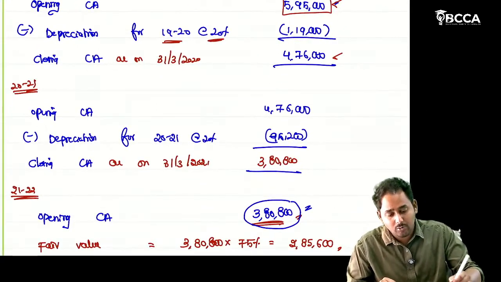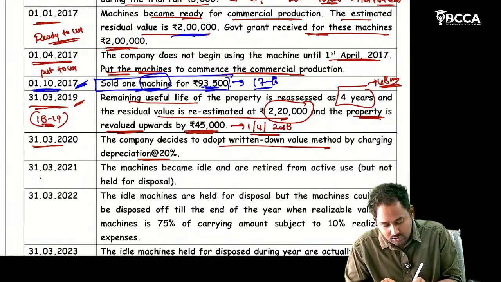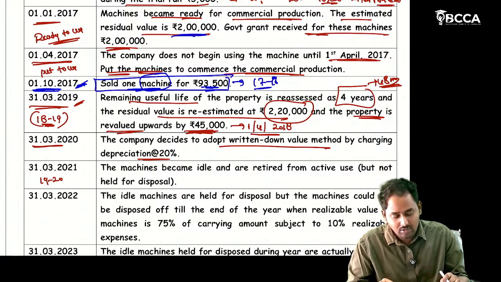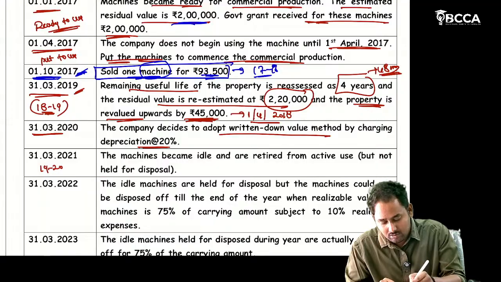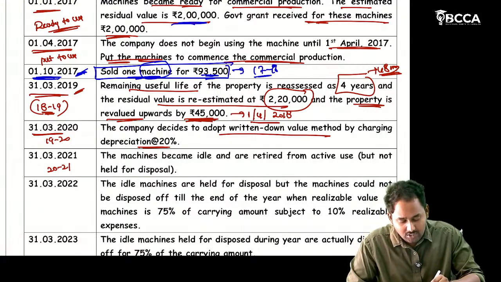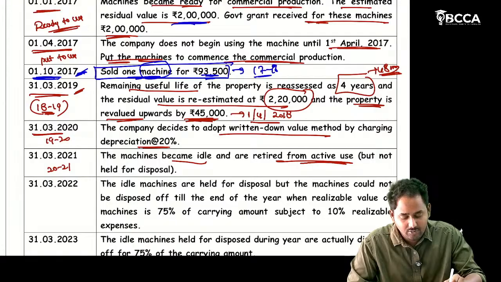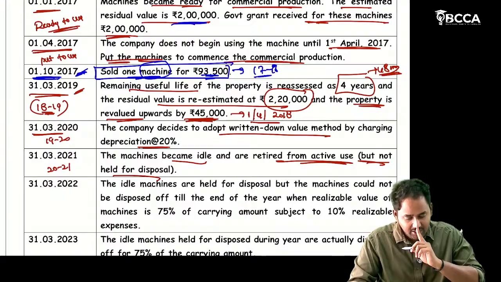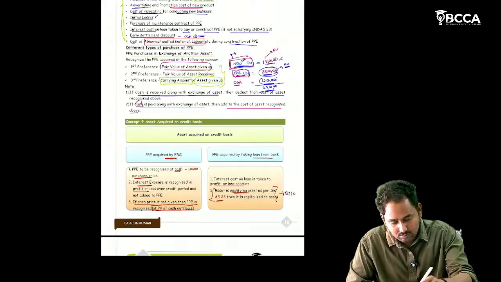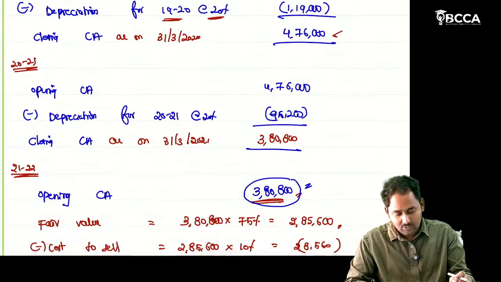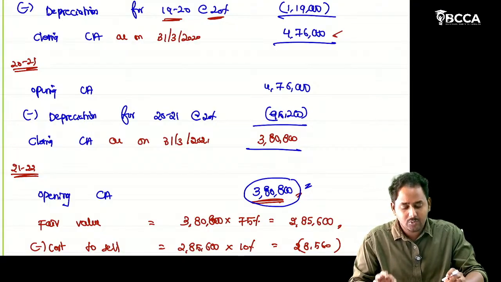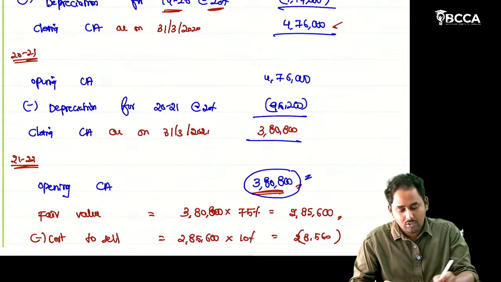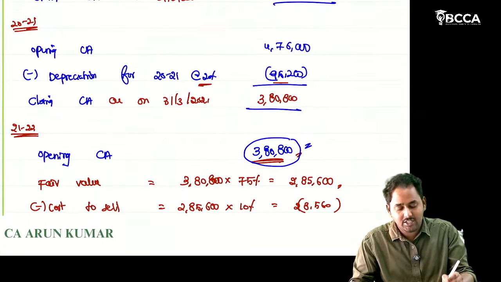And what happened in 2021? Sorry, this is 19/20. This is 20/21. What happened in 20/21? The machines become idle and are retired from active use but not held for disposal. The machines becoming idle. Even though the machine becomes idle, I should provide the depreciation. So I have provided depreciation, 95, 200, 380, 800.